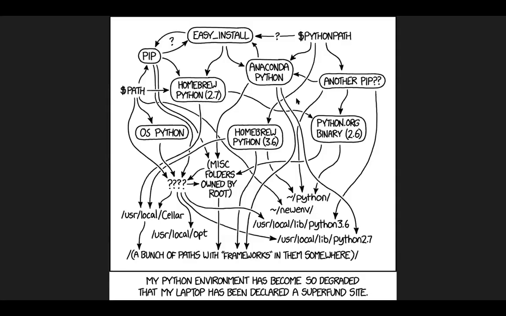And this is kind of where Python is coming from. This is a great XKCD comic showing how messed up Python packaging has been in the past. You can end up with all sorts of different OS installations and Anaconda installations, and you get installations through Homebrew and Python.org, and it can create a huge mess on your computer.